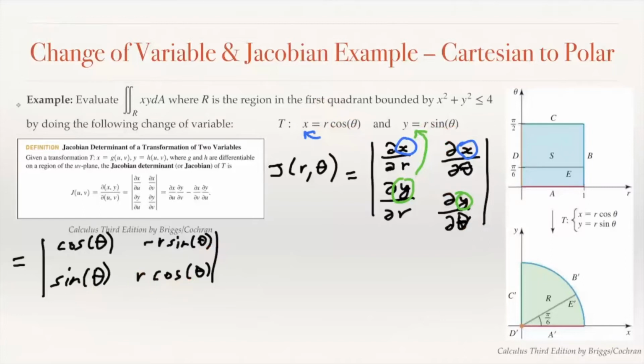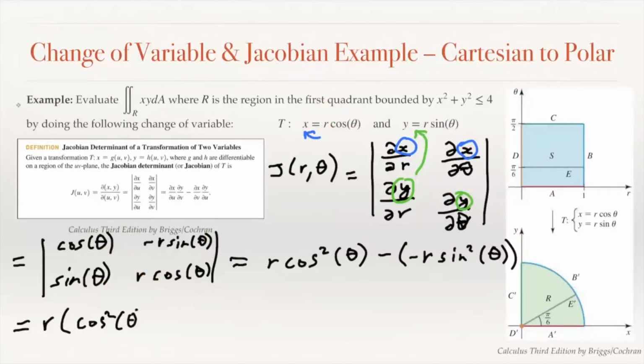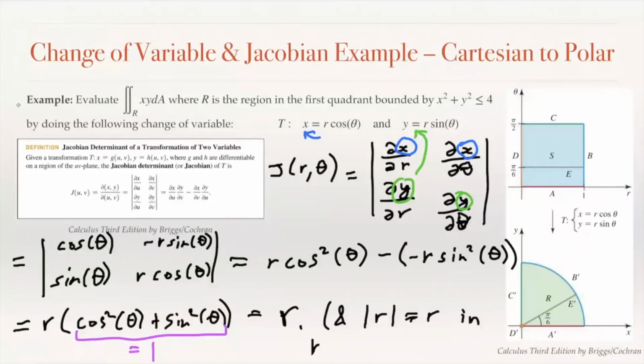And we compute that determinant, AD minus BC, is r times cosine squared theta minus negative r times sine squared theta. So we have r times cosine squared plus sine squared, and as always, this is just 1. So we have r. And we're interested in the absolute value of that Jacobian. But the absolute value of r is just r in the bounds that we found of r being between 0 and 2, so we don't need to worry about that. Okay, so that r compensates for the stretching that we're doing, going from one coordinate system to the other.